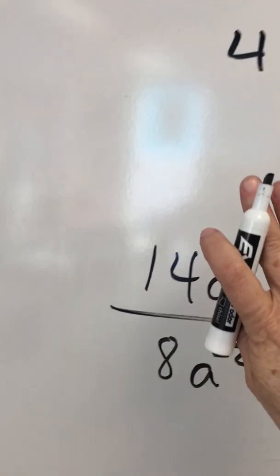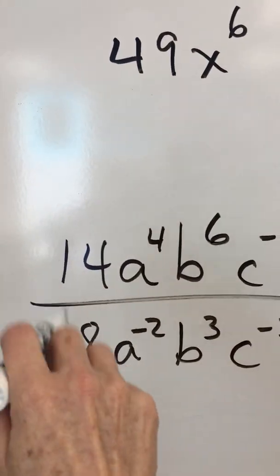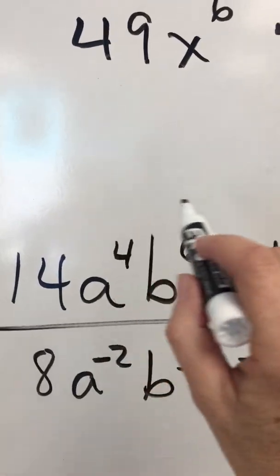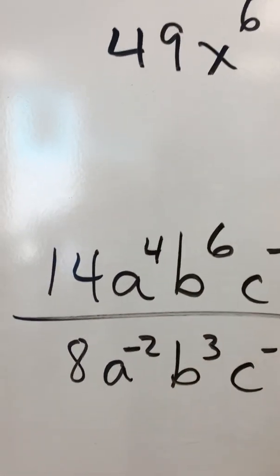So all I did was just do the coefficients out front. The coefficients are the big numbers out front. I do not do the exponent rules on coefficients. I do exponent rules on the exponents. All right? So 7 over 4.